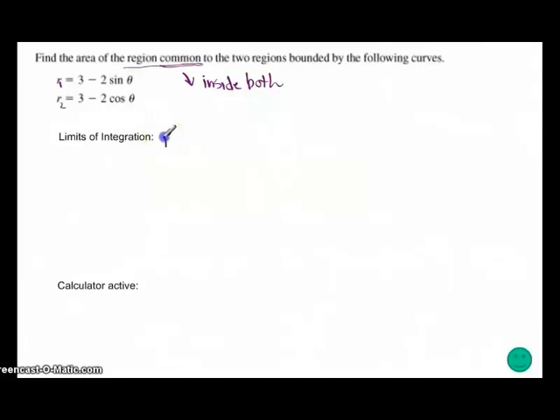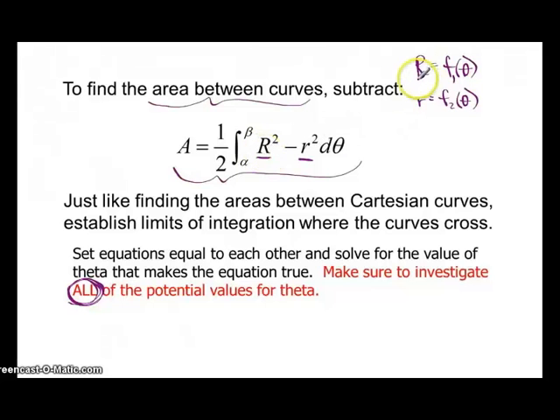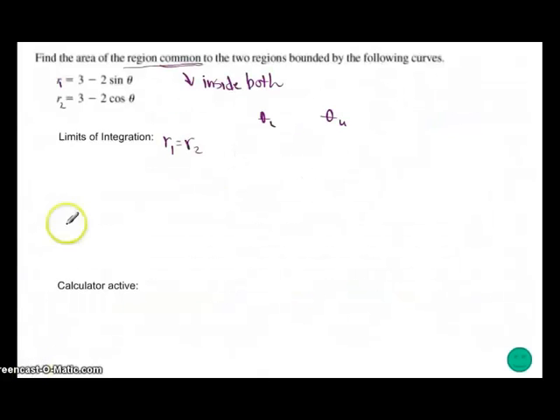Our limits of integration are going to be when our two limacons intersect. So we're going to have to set them equal to each other and solve for theta. And we're going to need more than one theta value. We're going to need our lower limit and we're going to need our upper limit. All right? And so in this case, when we go back to our formula here, either one of these could be big R or little r because we want to know the values that they have in common. All right? So let's set them equal to each other.